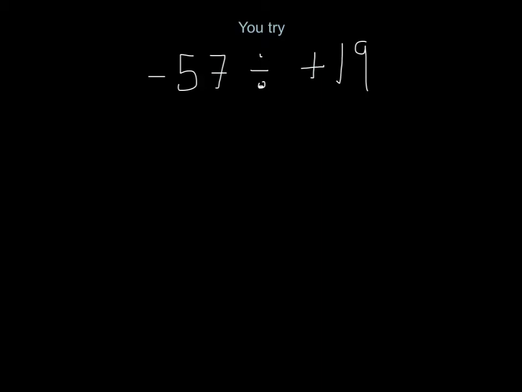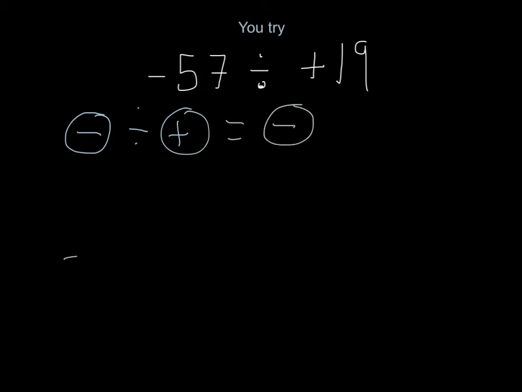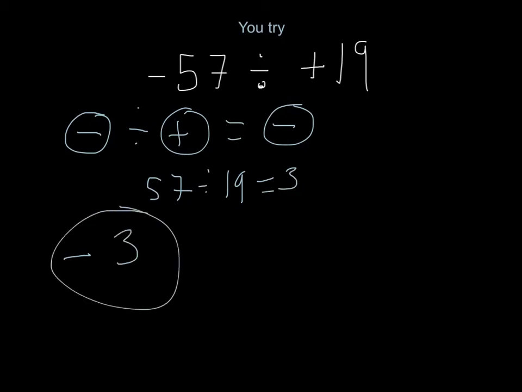Okay, so our first step is always going to be applying that sign rule. We've got a negative being divided by a positive. They are different signs, so the answer is automatically going to be negative. Step 2 always just says, do the work, divide. So when we take 57 and divide it by 19, we get 3, which means our final answer is negative 3. Let's move on to the next one.